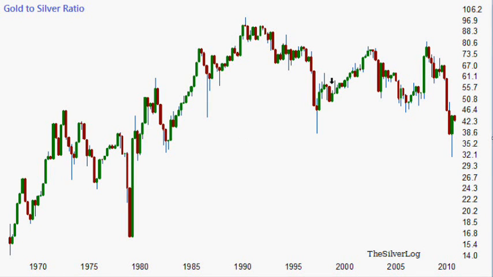Hello, today is the 6th of July 2011, and we'll take a look at the ratios for the precious metals. There will be six of them using gold, silver, platinum, and palladium. We'll start off with the gold to silver ratio.